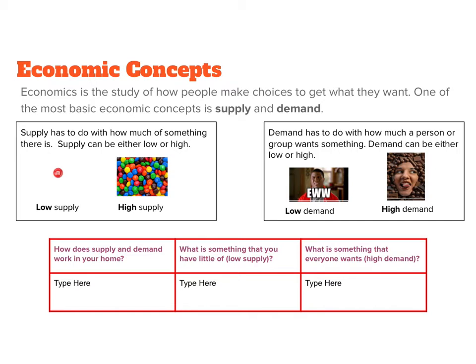And then the second question is really straightforward. What's something that you have little of? So that would be a low supply. And what is something that everyone wants? So that's high demand. And you're going to type those in those boxes. Remember, again, as always, that when you want to type, you need to be out of present mode.